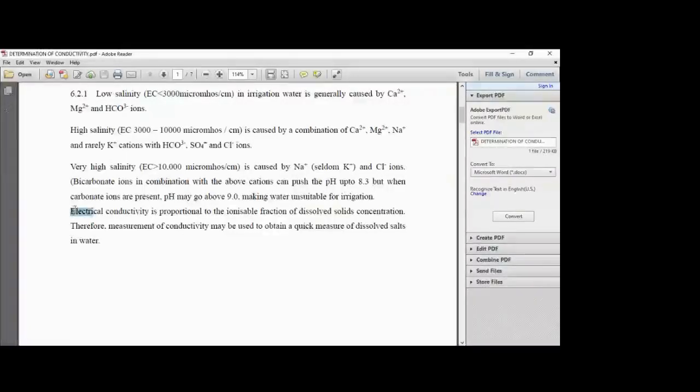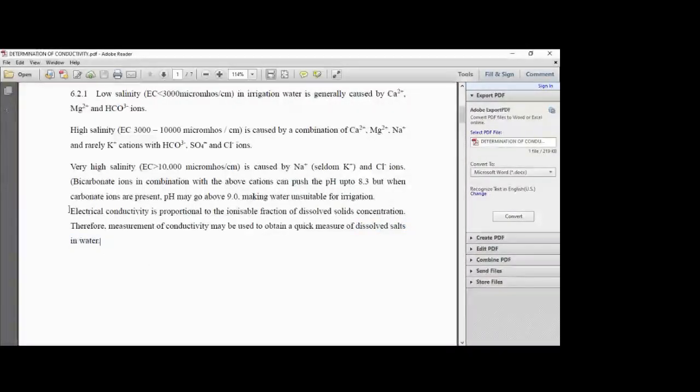So electrical conductivity is proportional to the ionizable fraction of the dissolved solid concentration. Therefore, the measurement of the conductivity may be used to obtain a quick measure of dissolved salts in the water. Now, what does this line tell us? It tells us that the electrical conductivity can be used to find out the concentration of the dissolved solids in the water. Why is there electrical conductivity? Because some of the solids are there in the dissolved state, and because of those dissolved solids, or dissolved salts, the electrical conductivity is happening.